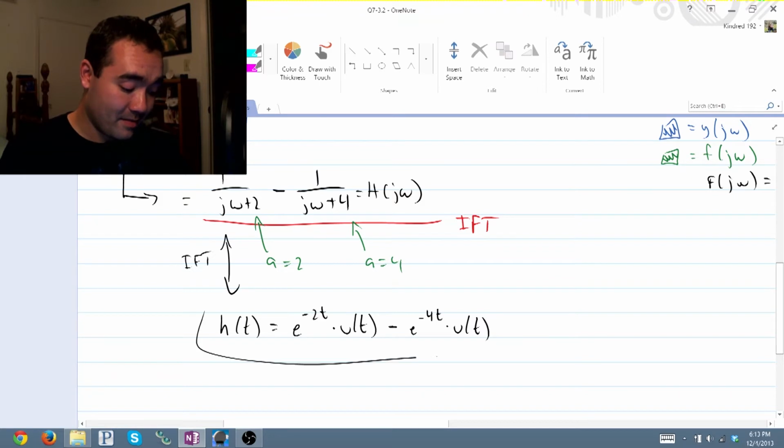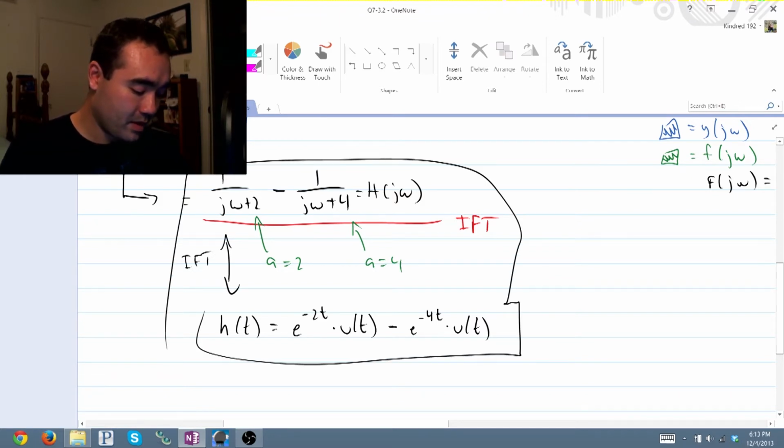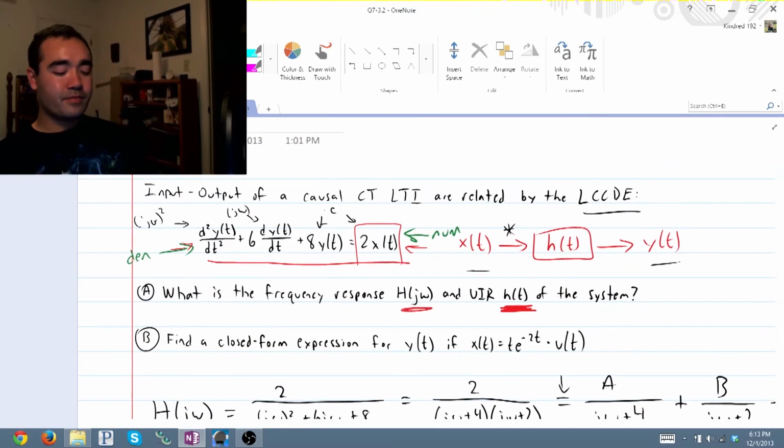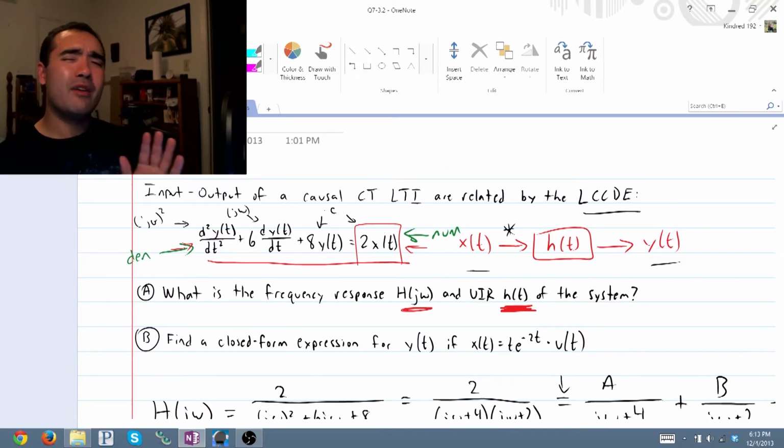And that's it. This right here, that's a. So we just solved the first half of this problem. This shows that even with the differential equation, without doing any kind of complex math, this was all algebra.